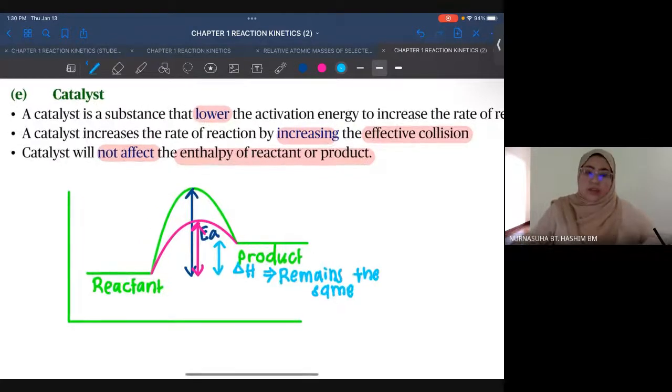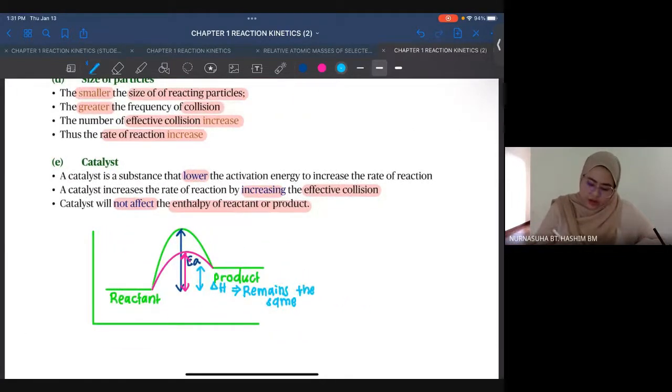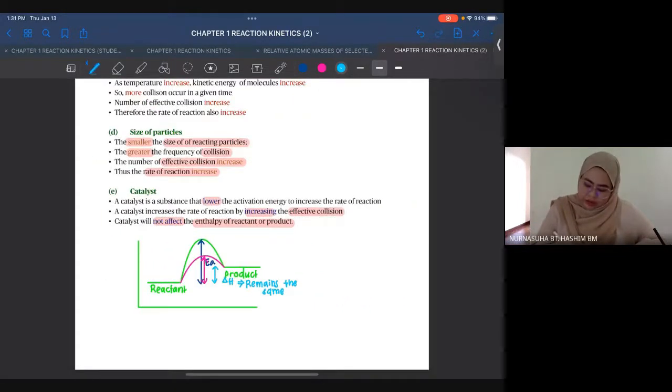Okay, delta H remains the same. Yang berubah adalah EA. Delta H memang tidak akan berubah. Delta H akan static sahaja. Okay, so that is catalyst lah. Okay, last one kita akan tengok temperature.